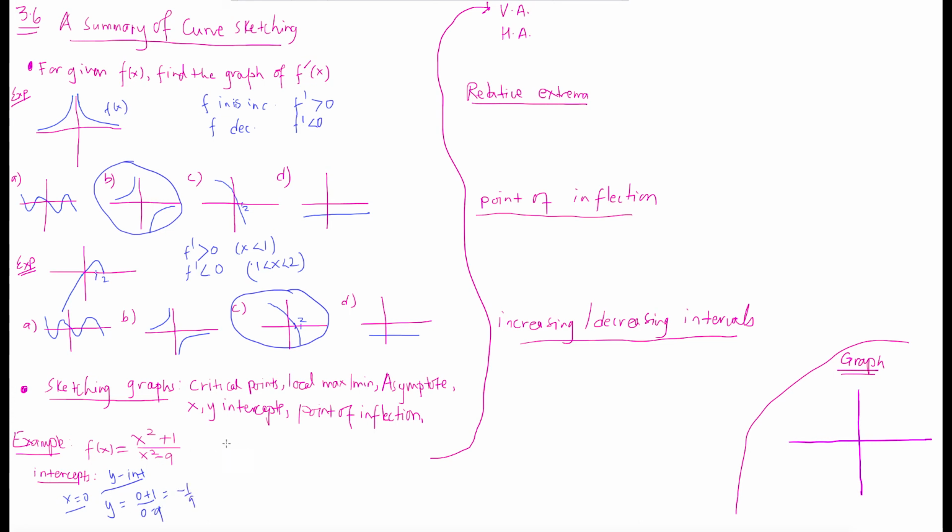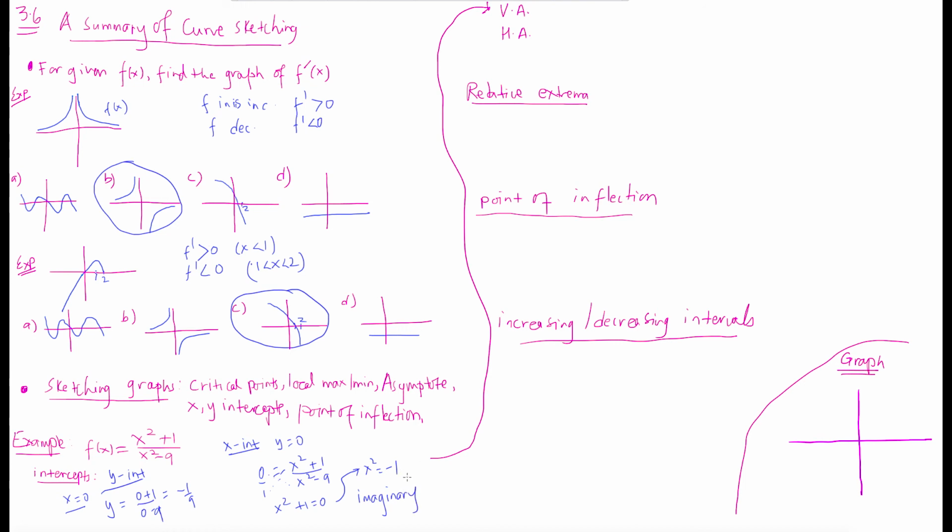How about the x-intercept? To find the x-intercept, you set y equals 0, right? So 0 equals (x squared plus 1) over (x squared minus 9). Because there is a denominator, you can do the cross multiplication. You get 0 times (x squared minus 9), which is 0. So you'll get x squared plus 1 equals 0. If you solve it, you get x squared equals negative 1, which will be imaginary, right? So we are not interested in the imaginary values.